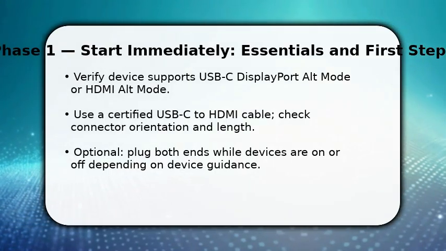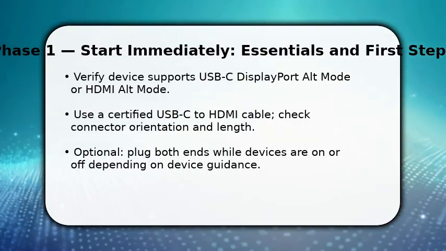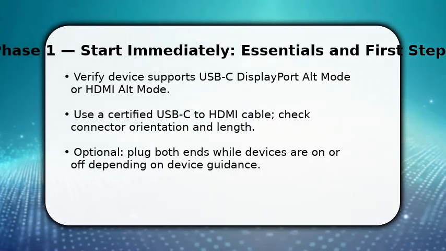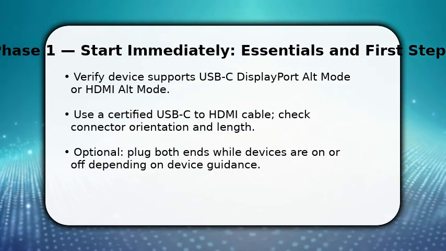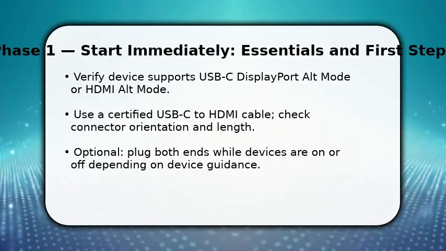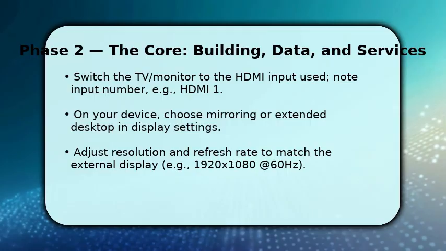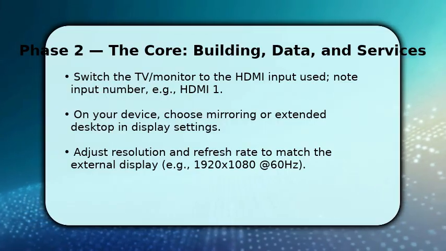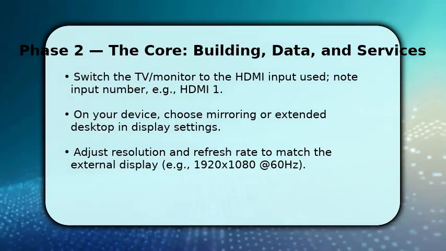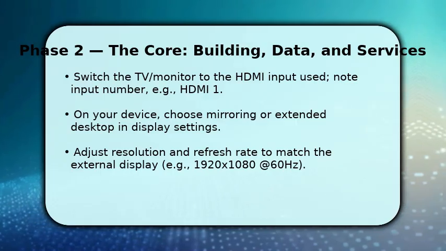If your device asks for permission to output video, accept it. This allows the GPU to route video signals through the USB-C port, so the monitor can receive them. Once done connecting, switch the display to the correct HDMI input. Most displays label inputs like HDMI 1 or HDMI 2, so choose the one you used.